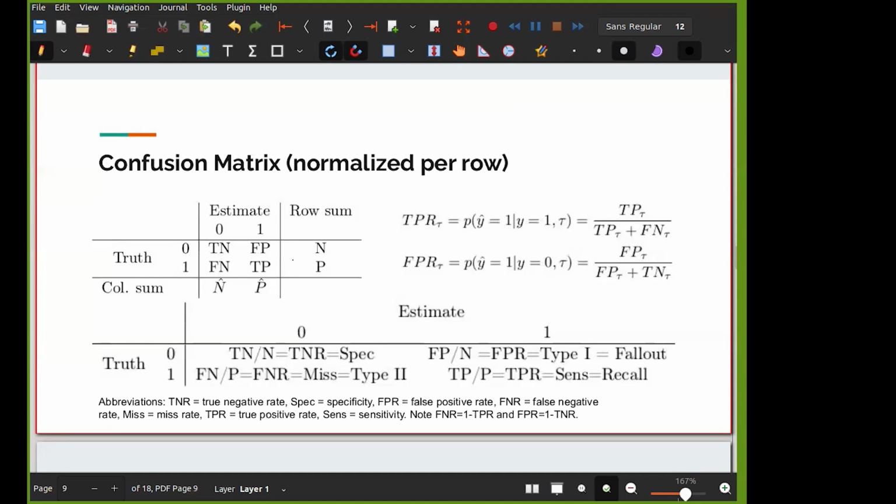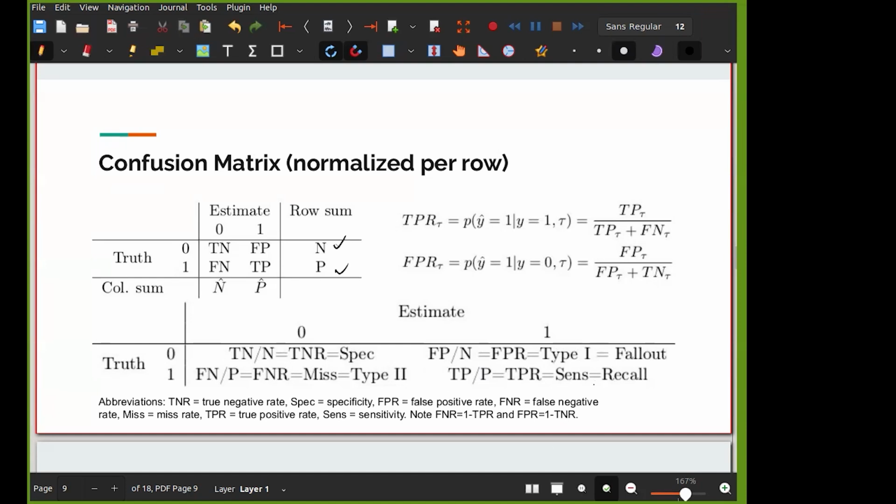And if I divide this matrix by the row sum, which is n and p, you'll get something like this new table, where the first thing is Tn by n, the second one is Fp by n, because I divided the first row by n. Then the second row I divide by p, so I get Fn by p, Tp by p. And based on this kind of normalization, I get certain metrics.